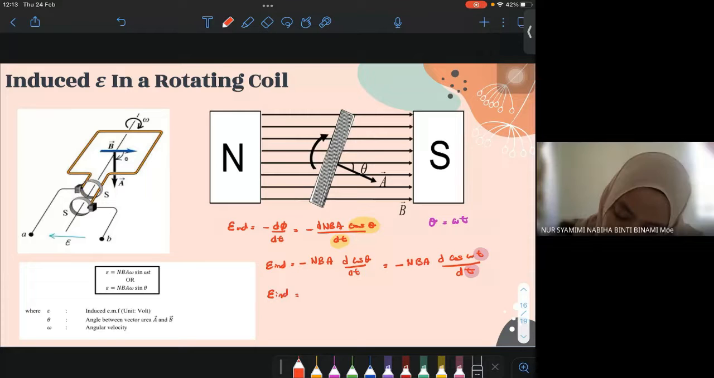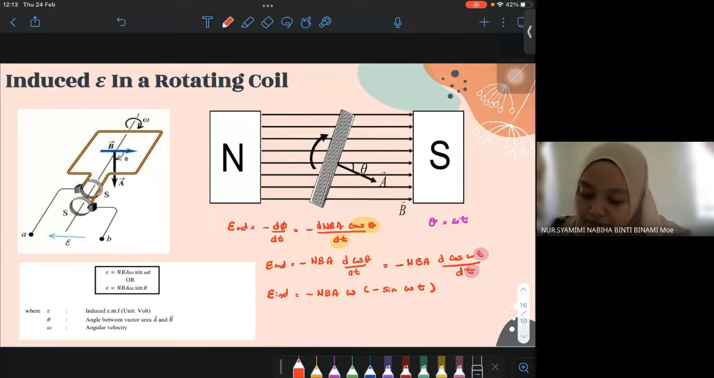Apa yang kita akan dapat? E induced equals to negative NBA differentiate cos omega t in term of t, kita akan dapat omega. Differentiate cos akan dapat negative sin omega t. Boleh? So negative and negative akan cancel each other. So kita akan dapat E induced untuk rotating coil ialah NBA omega sin omega t.